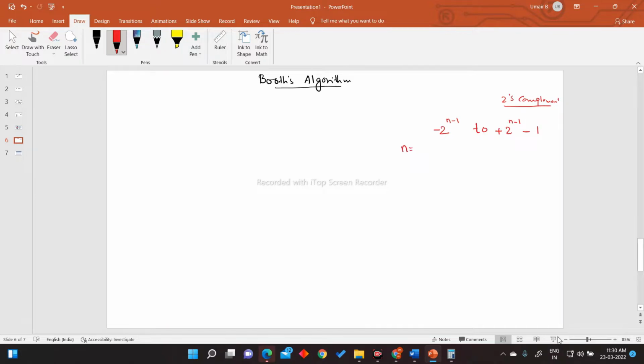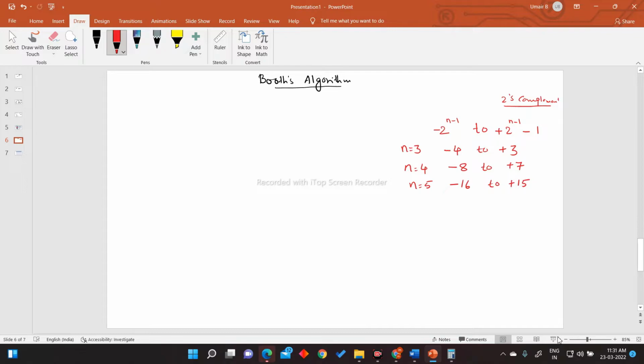Say for example, if I fix the sequence counter value as 3, then the range in 2's complement will be from minus 4 to plus 3. Substitute the value of n equal to 3 here. So 3 minus 1 is 2, 2 raised to 2 is 4, 4 minus 1 is 3. Similarly, when I put the sequence counter n equal to 4, the range will be from minus 8 to plus 7. And when I put n equal to 5, the range starts from minus 16 to plus 15.